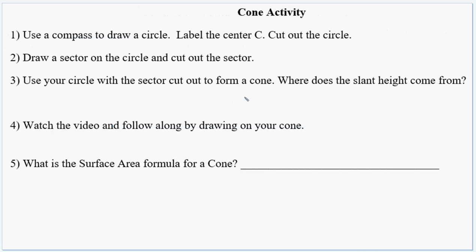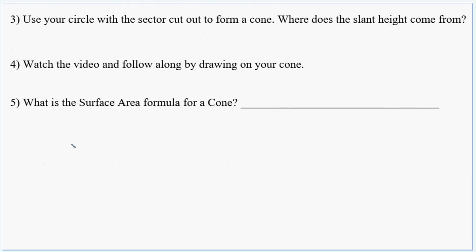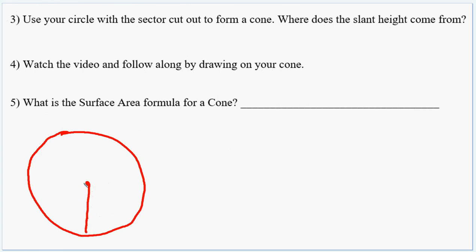Now this is a hands-on activity. We could do this in class. You're not going to obviously do it since you're watching the video, but I'll sort of walk you through it. We could use a compass on a piece of paper and draw a circle, and we would cut out the circle. And then we would pick a sector. I'd do maybe a quarter of the circle, and we would cut this out.